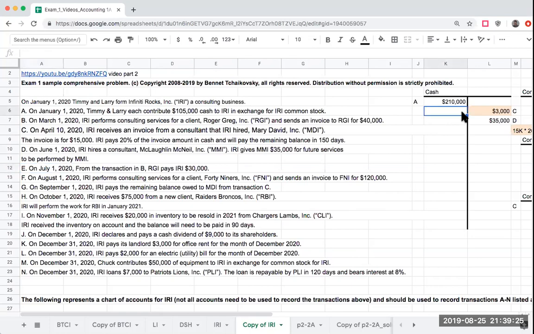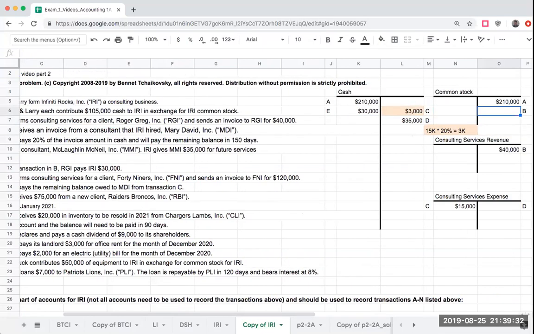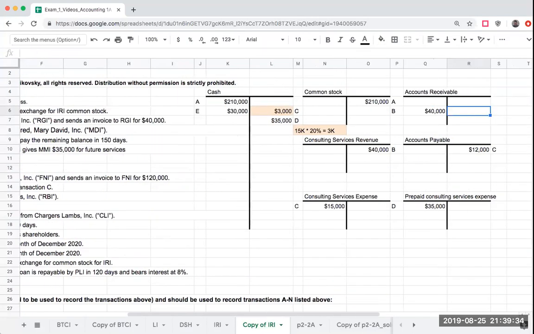So how do I show an increase to my cash? Debit. Okay. So for every debit, I need a credit. What account do I want to credit? Accounts receivable. It's going to be accounts receivable. And why? Does the client still owe us $40,000 once they pay me 30? Oh. Right, they owed me 40.